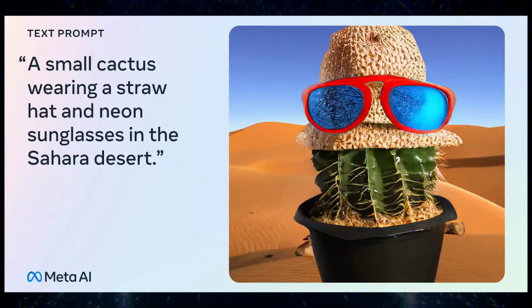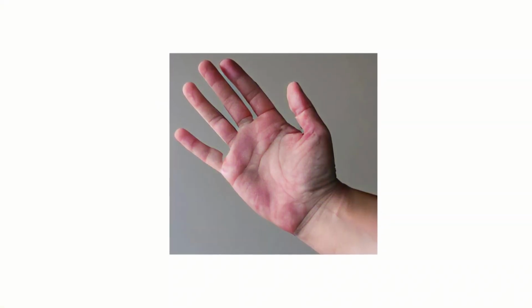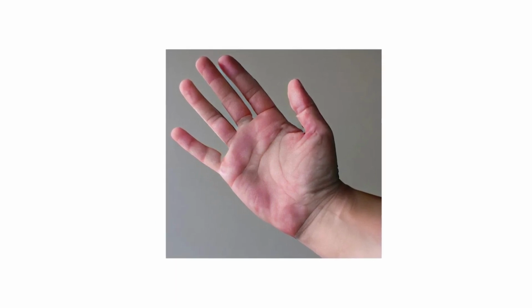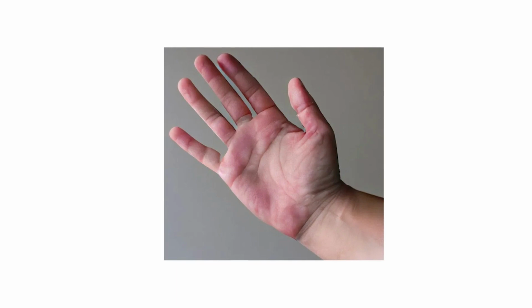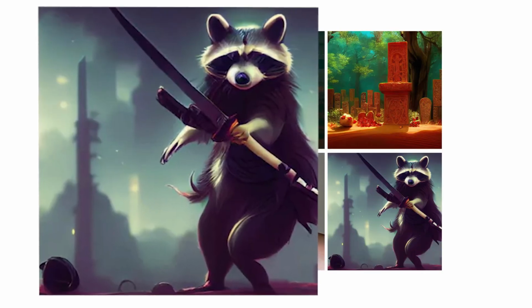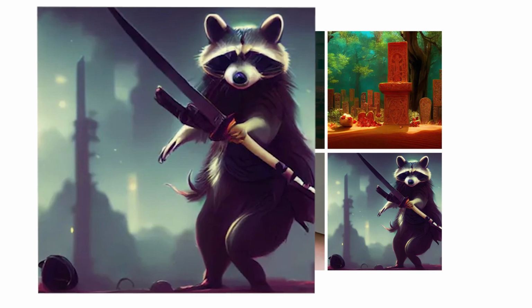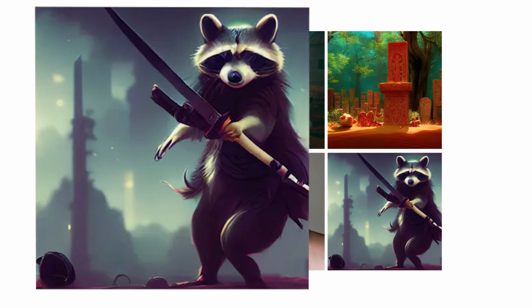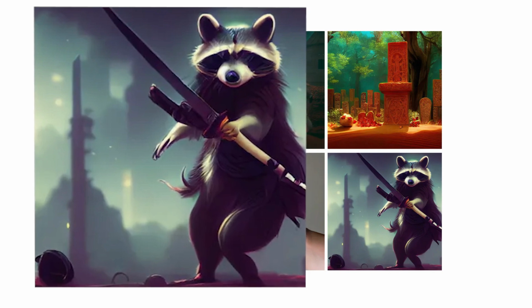We already saw the cactus earlier, which looked pretty cool. Next, we have a close-up photo of a human hand. This image is very detailed and accurate compared to most image generators out there. We also have another image here of a raccoon main character in an anime preparing for an epic battle with a samurai sword. These images are pretty accurate, but there's still room for some improvement.